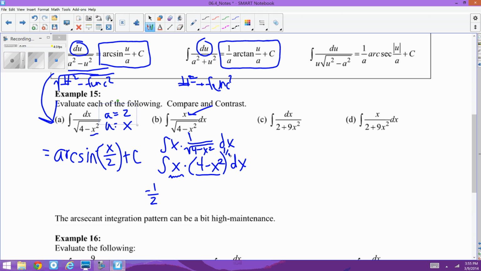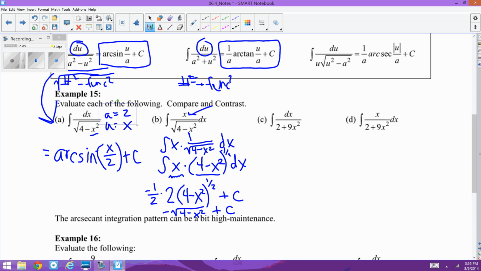Now it's just a power rule. So we have this, add 1 to the power. That would be 1/2, divide by the new power, 1/2. Plus c. And then if you want, you could rewrite it back in that square root form, but you don't have to. Doesn't matter. Let's try the next one.